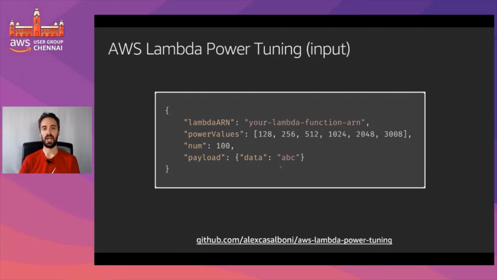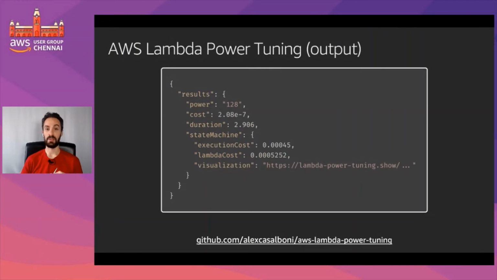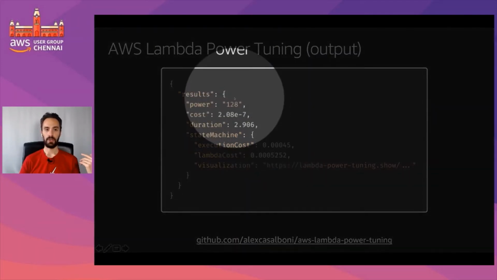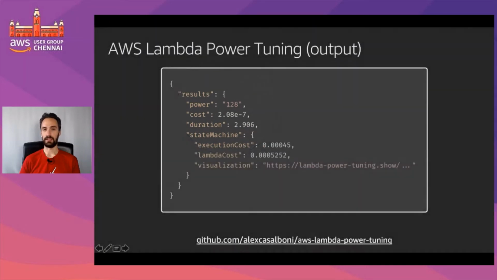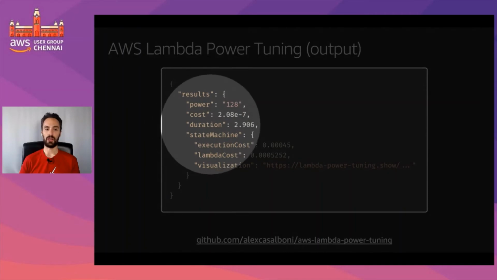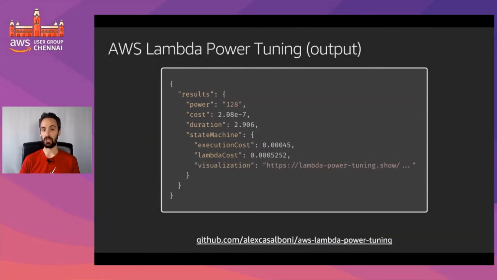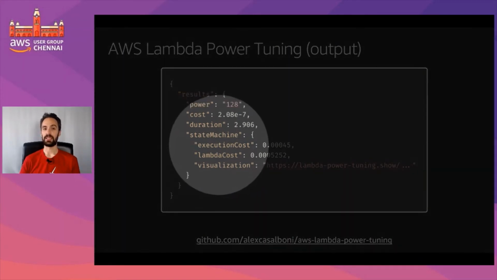I'm not going to dive deeper on that, but feel free to check out the documentation. What you get as output of the state machine execution is this. So you get some results. You get the optimal power based on the optimization strategy that you have chosen. You get the average cost and the average duration corresponding to that power. This is a cost in dollars and duration in milliseconds. And then you also get some metadata about the state machine execution itself.